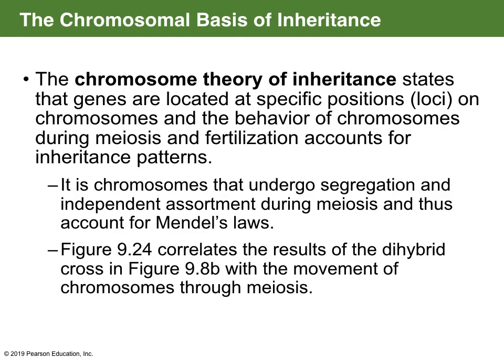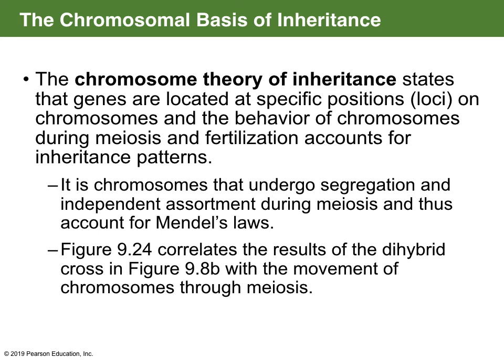Okay, chromosomal theory of inheritance. This shows that genes are located at specific positions, remember the loci, on chromosomes, and the behavior of chromosomes during meiosis and fertilization accounts for inheritance patterns. So going back to meiosis, it's chromosomes that undergo segregation and independent assortment. We saw this looking at meiosis, and that explains some of Mendel's laws, because Mendel didn't know DNA, didn't know genes. He just knew these heritable factors.